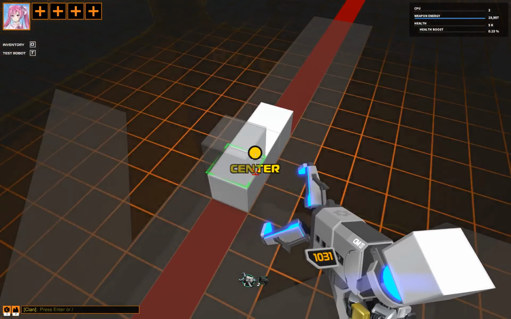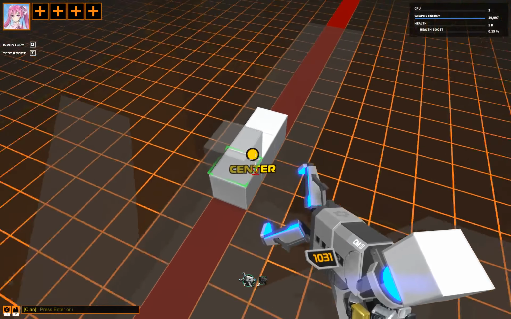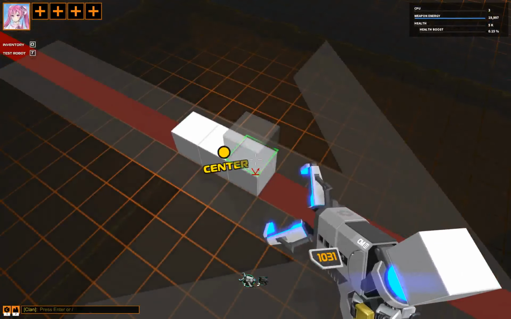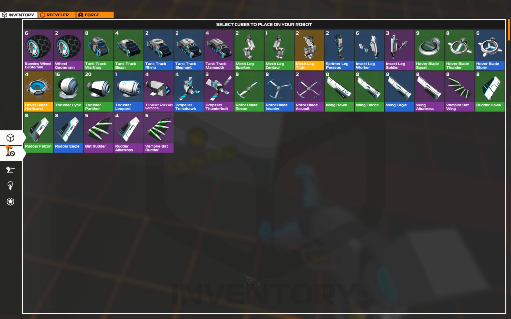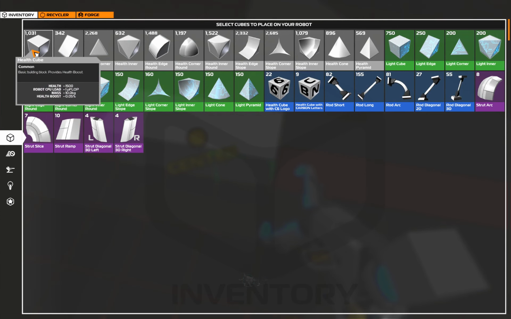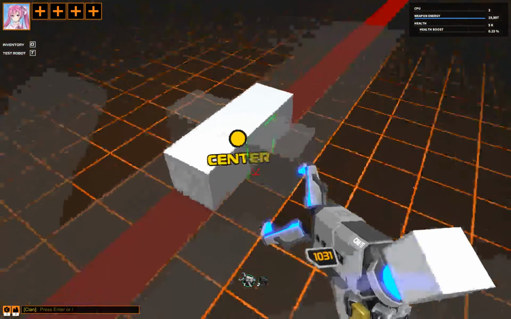If you take a look at the top right corner, you see CPU, weapon energy, health, and health boost. You can see three CPU, two CPU, one CPU, zero CPU. These blocks here, if you take a look at the stat card, have 1500 health, 1000 PFLOP of CPU, so 1 point, 10 kilograms of mass, and health boost 0.05%. That's how this system works.